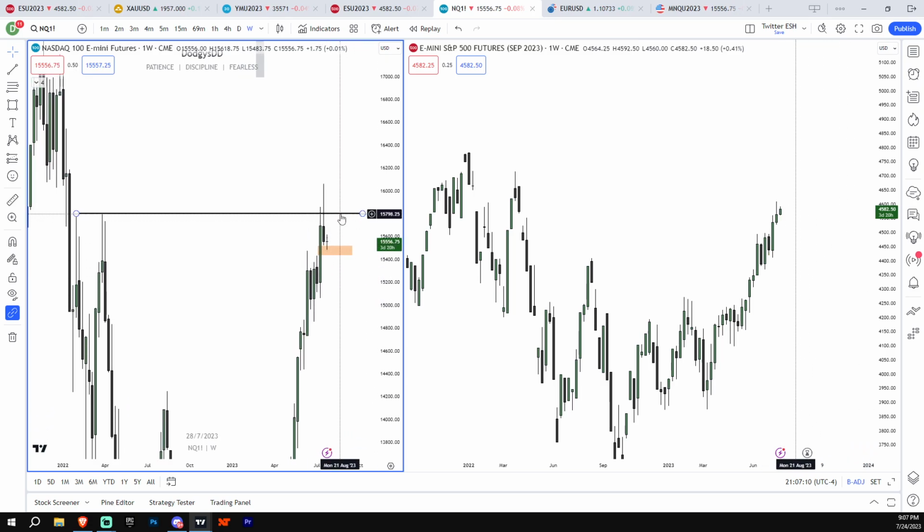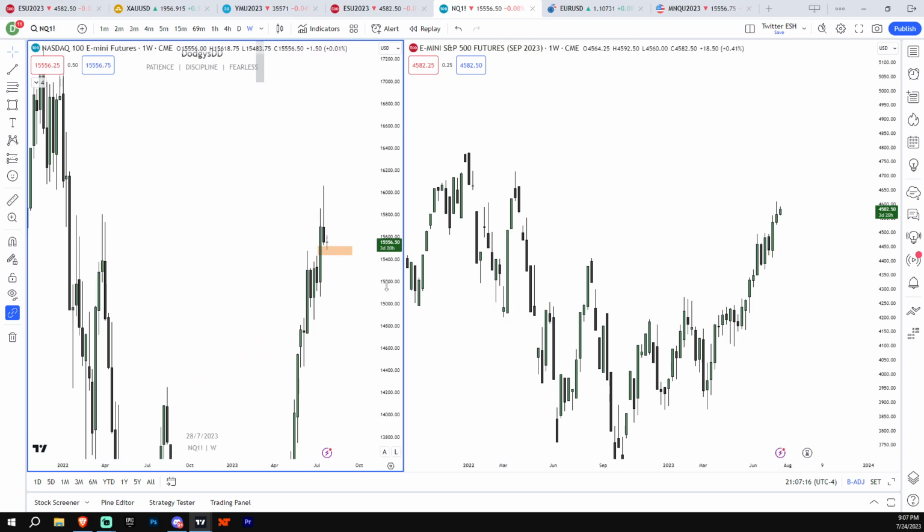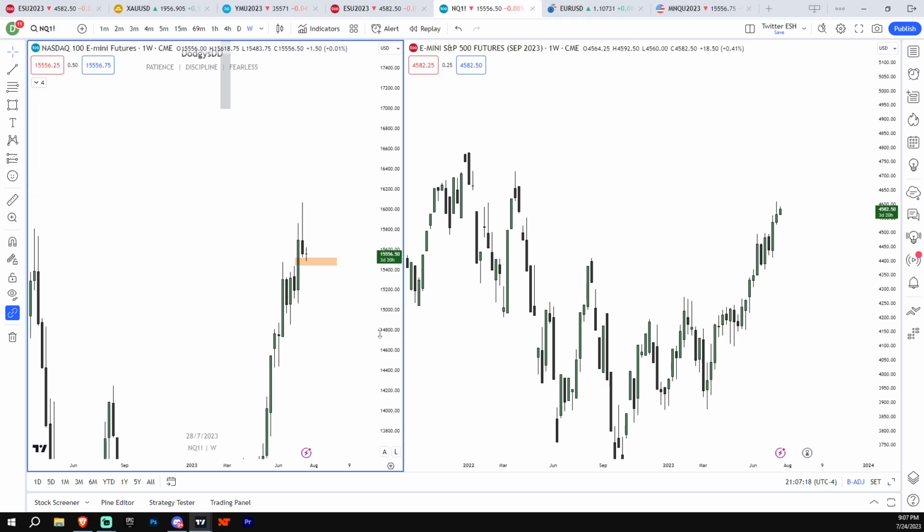But if this is a 1-minute time frame, this would be a fair value gap that I'm not interested in because we took out these equal highs. So it's like, okay, I'll mark it, but I'm not really going to be interested in it.